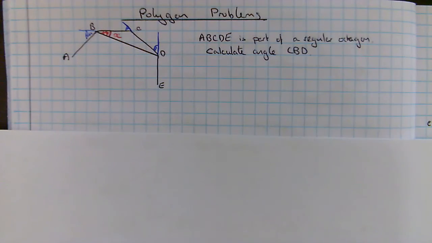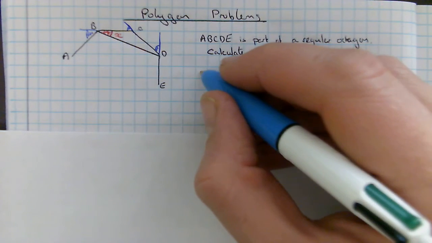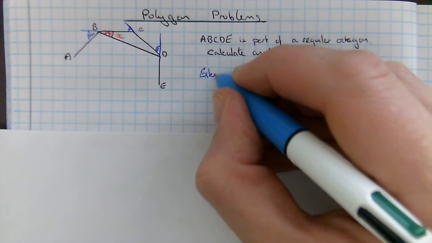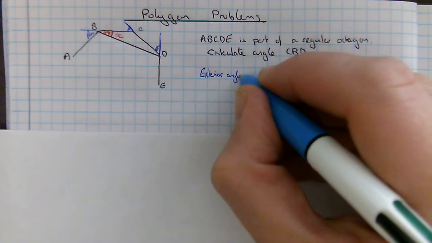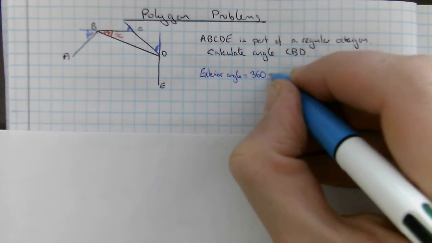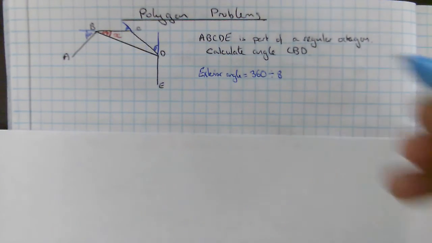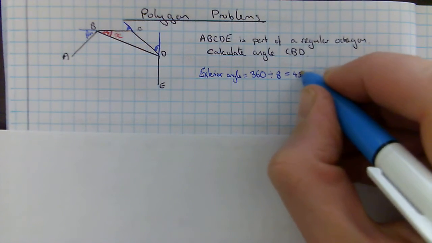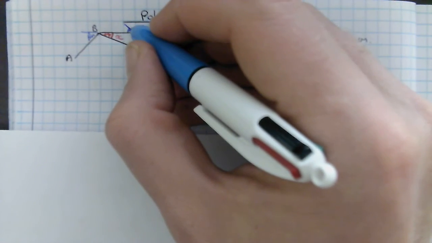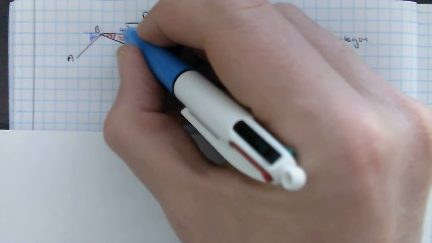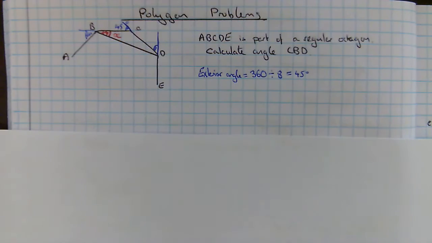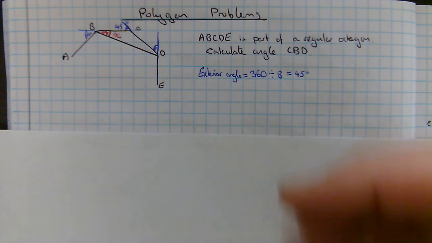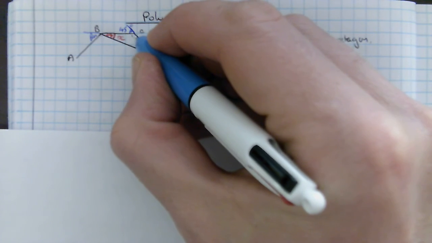So let's find that exterior angle first. So the exterior angle is going to be 360 divided by 8, because it's a regular octagon. Well, 360 divided by 8 is 45 degrees. So I know that this angle here, angle at C, is 45 degrees. Again, this is like those multi-step angle problems from before. If I know that that's 45 degrees, then let's find out what this green angle here is.